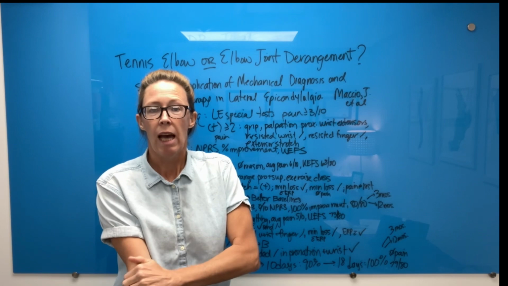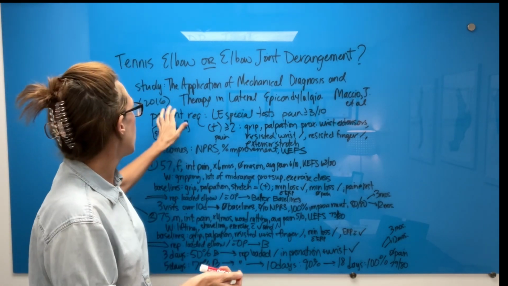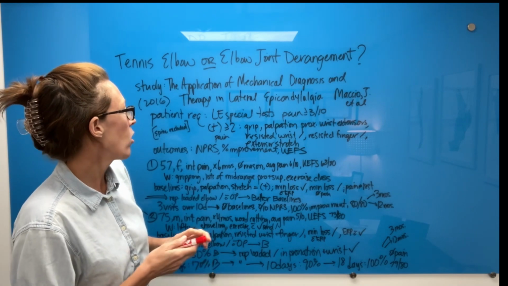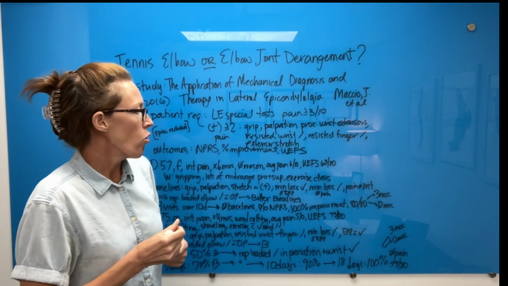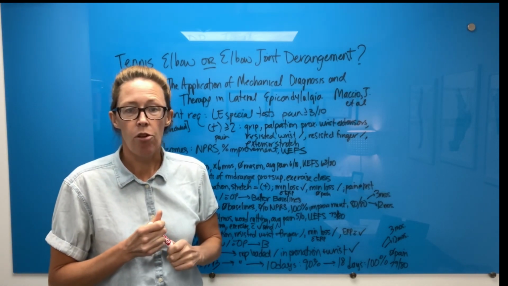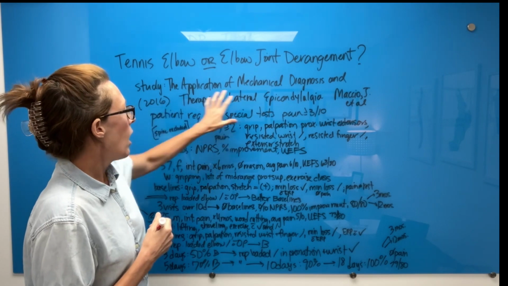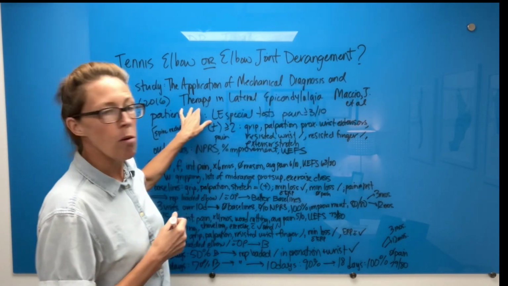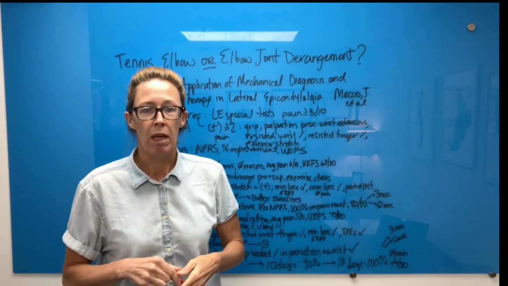So pain on the outer part of the elbow is where that tendon is. The study is called The Application of Mechanical Diagnosis and Therapy in Lateral Epicondylgia. Joseph Mascio and several others published this study in 2016. And mechanical diagnosis and therapy is a mouthful. We call it MDT. It's also known as the McKenzie method.